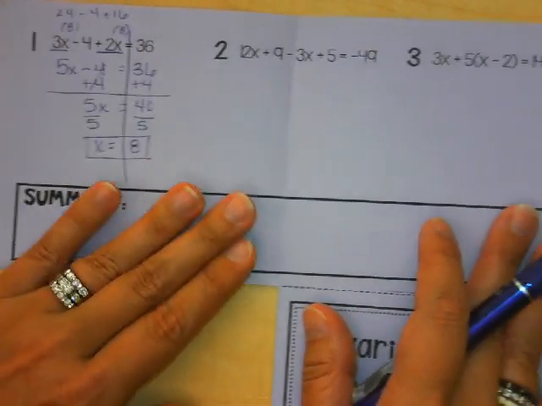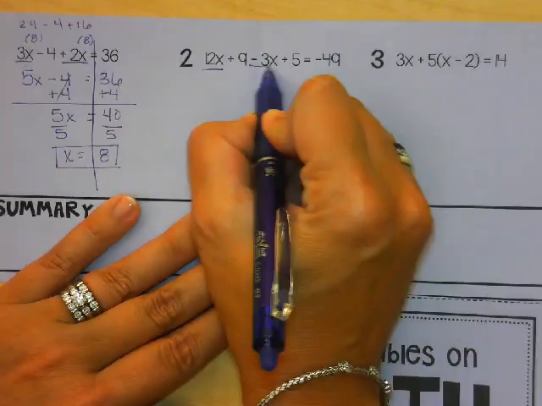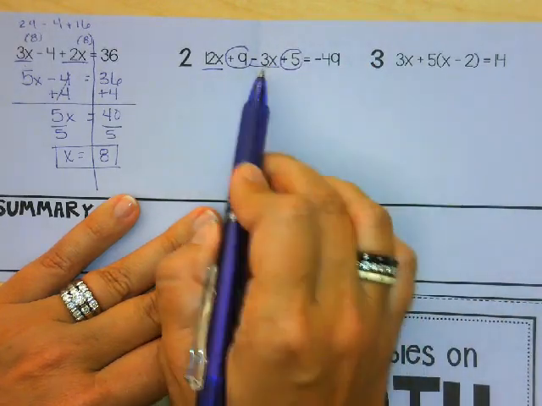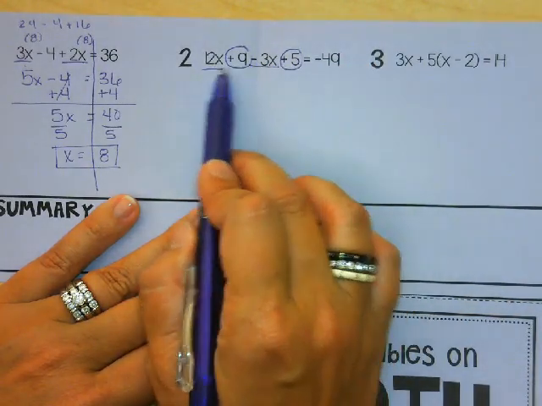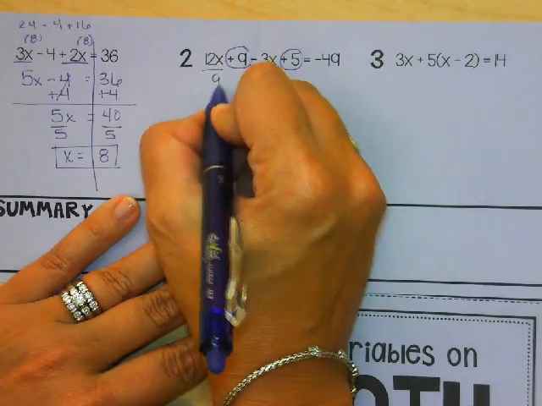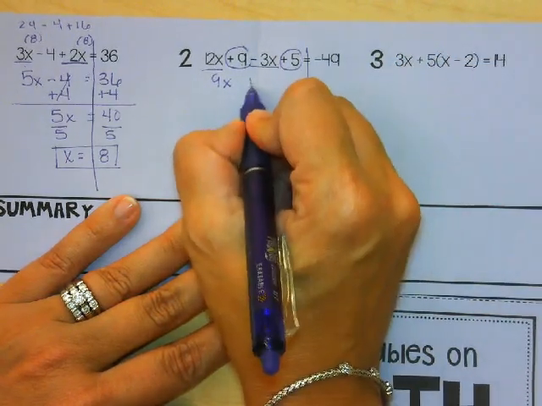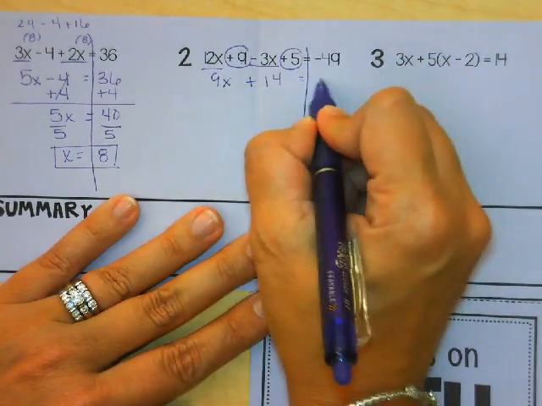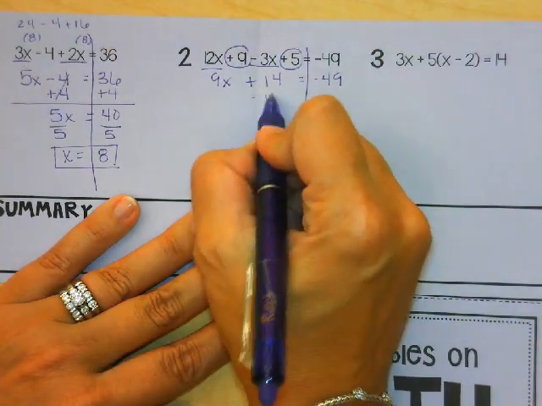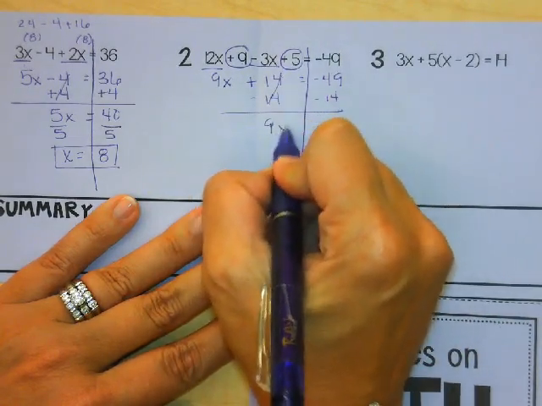On example 2, you'll notice that we actually have 2 sets of like terms. I have regular numbers and I have x's. Notice that, again, the sign in front of the number goes with it. So this is 12 x's minus 3 x's, which is 9 x's. And then I have 9 plus 5 is 14. And once you've done that step, now it looks like what we're used to. Undo the add, subtract.